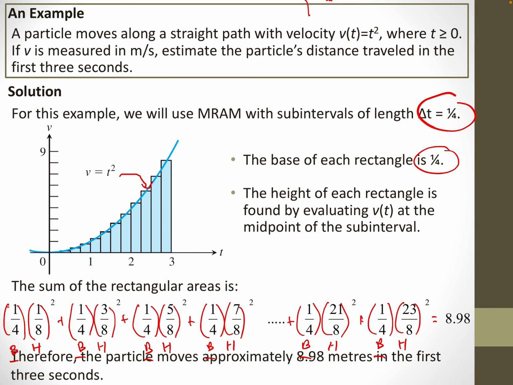Okay. Therefore, the particle moves approximately 8.98 meters in the first 3 seconds. Sort of cut off there because I had to write all over that thing, but you can see your statement there. So 8.98 actually is an extremely good estimation.